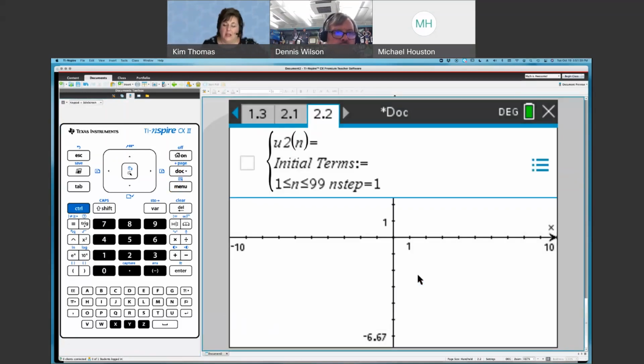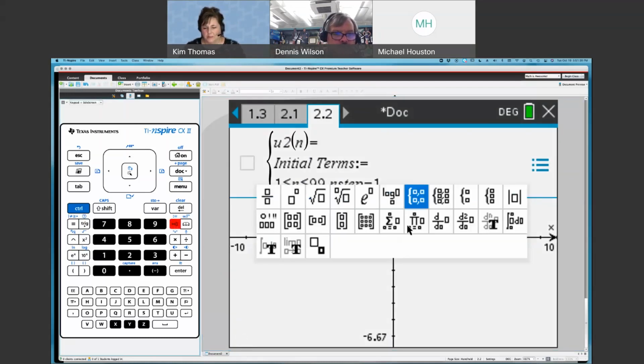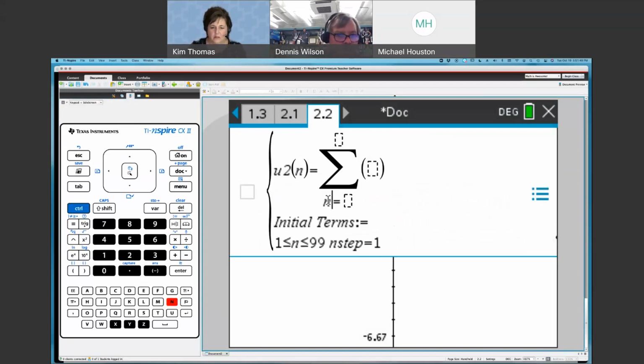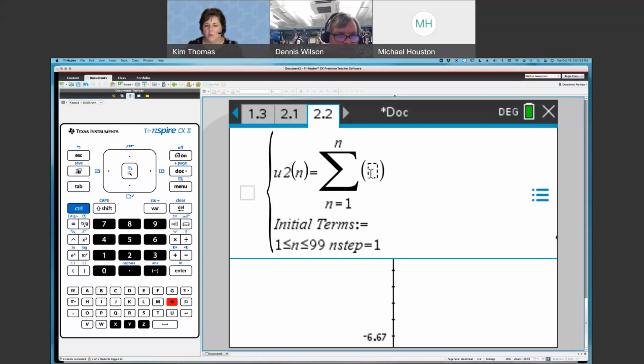And I could do this a bunch of different ways. What I'm going to do is take the lazy way out and use Sigma because I'm going to add up each of these terms. And so I'm going to select Sigma. How I set this up is I'm going to let n start at 1, and I'm going to go to n. And I want to use that sequence, which was 1 divided by n.